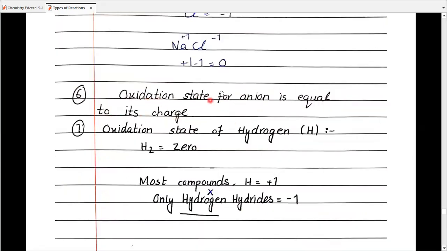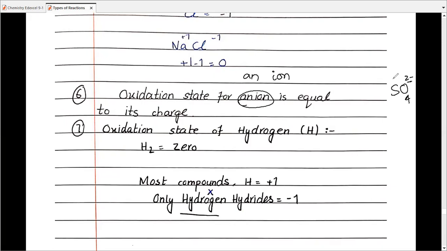Oxidation state for an ion, it is not an anion, it is an ion. These are two separate words. Oxidation state for an ion is equal to its charge. So let's suppose sulfate ion is like this. The oxidation state for this one is going to be equal to minus 2. This is not going to be equal to 0. For an ion, this is equal to its charge.